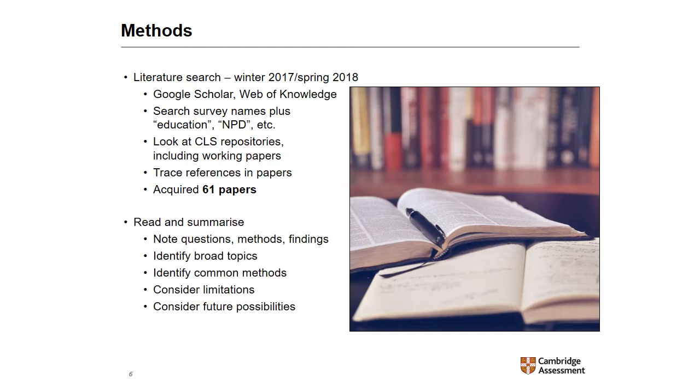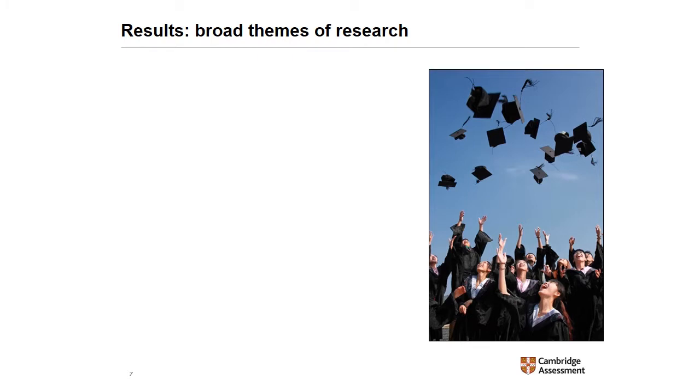And I read all of these, and I made notes on the research questions they were asking, on the methods they used, and on their findings. And then I summarised these notes to identify the broad research topics. So this is trying to identify the types of questions people are asking. I identified common research methods. I considered the limitations, what was challenging or what was not possible. And I also considered the future possibilities. And so for the rest of this, we're going to be thinking about these broad summaries rather than the findings of individual papers. So first, we'll think about the broad themes that I identified.